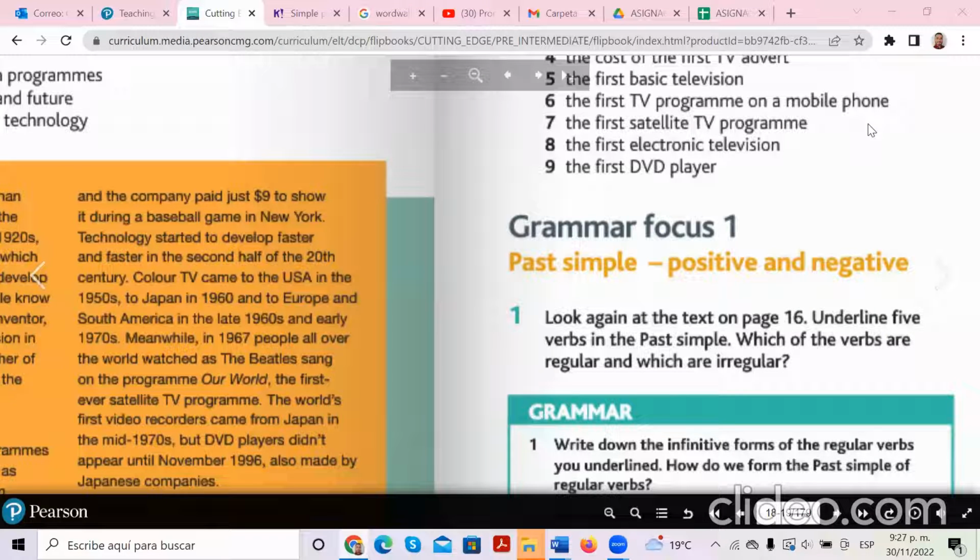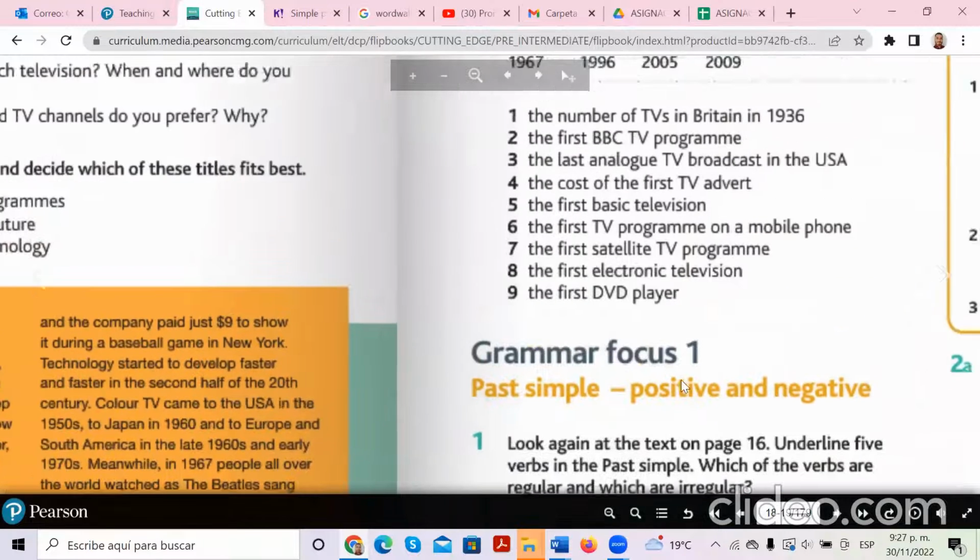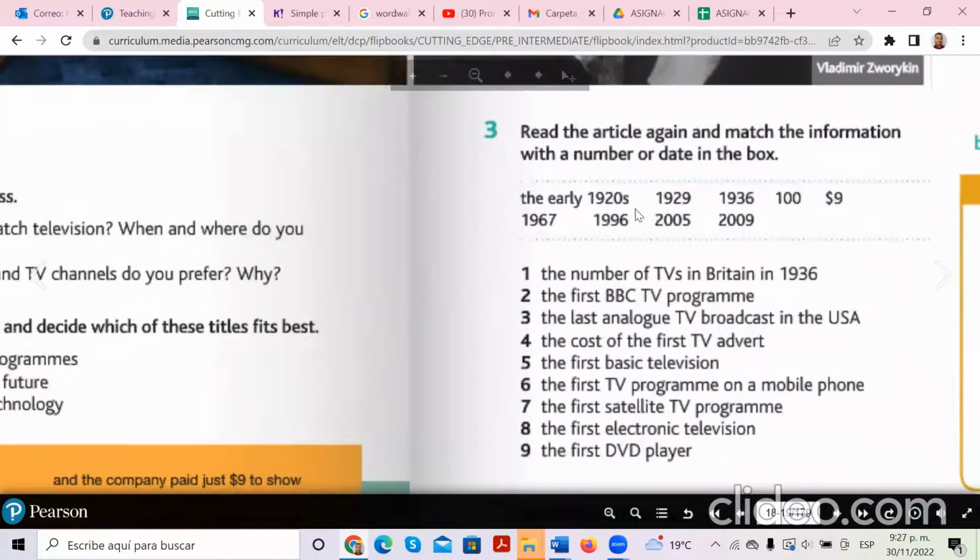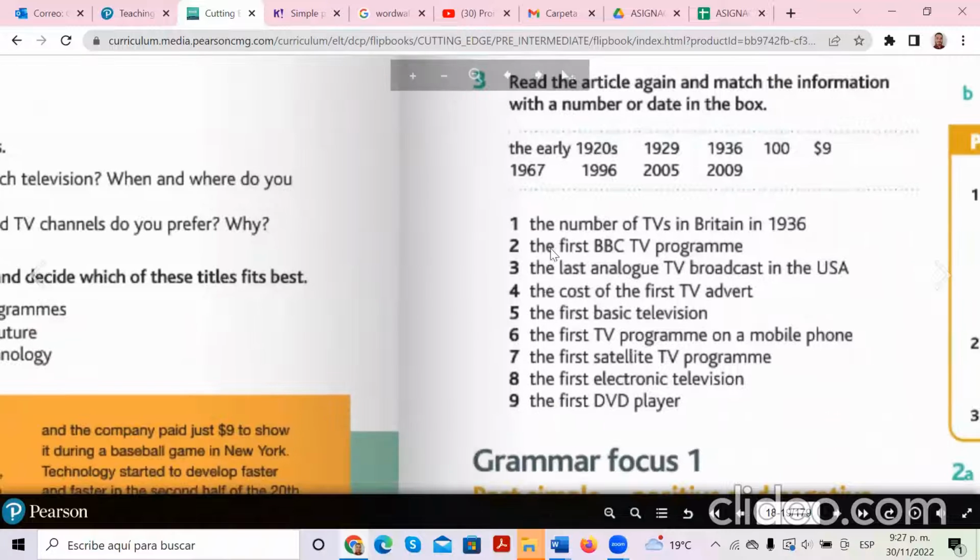Sorry, I don't understand the object of the activity. Is it the answer of the question? Exercise number 3. Okay. Yes, you have to match the dates here to the statements. Okay. For example, the number of TVs in Britain in 1936. What was the number? Okay, thank you. Okay, sure thing. My pleasure. Thank you so much for asking.